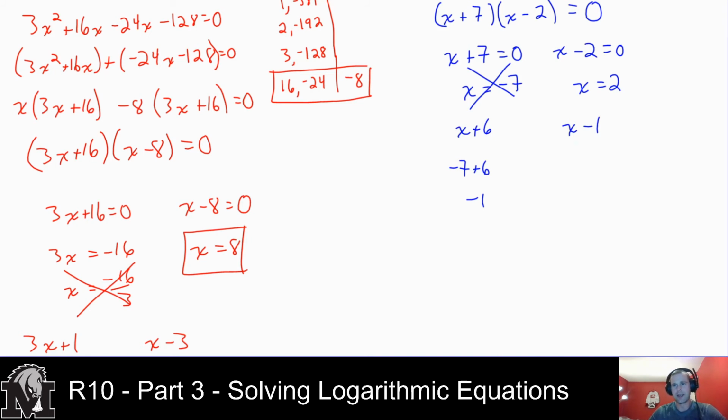Now let's check the x value of 2. So 2 plus 6 is 8, so that's okay there. And then 2 minus 1 is +1, so that works. And this is our solution.